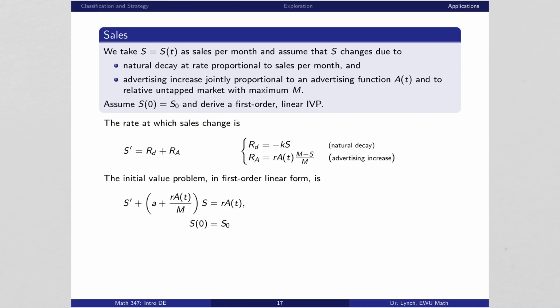And it looks like here, instead of using the constant K in my first order linear form, I've replaced that with A for some unknown reason. So sorry about that inconsistency. It should be A above R sub D equals minus AS. In any case, if you rearrange that equation, you can see that our differential equation can be written in first order linear form. And here the first order linear form is S prime plus little a plus R times A over M all times S is equal to R times A.